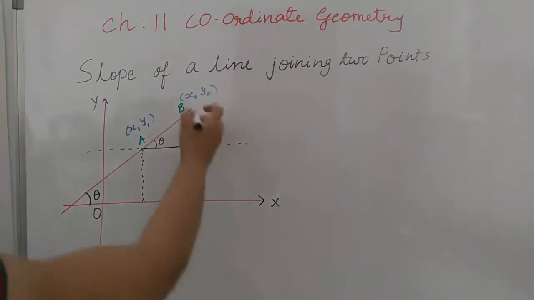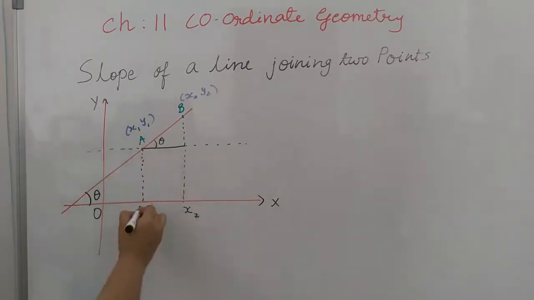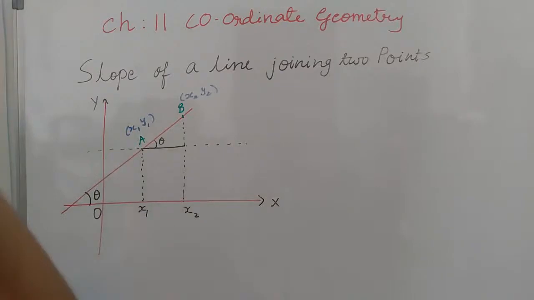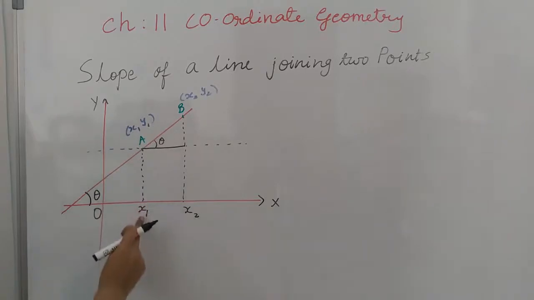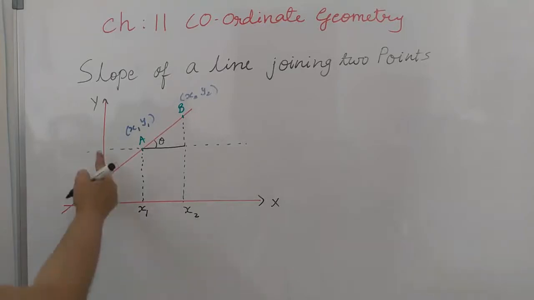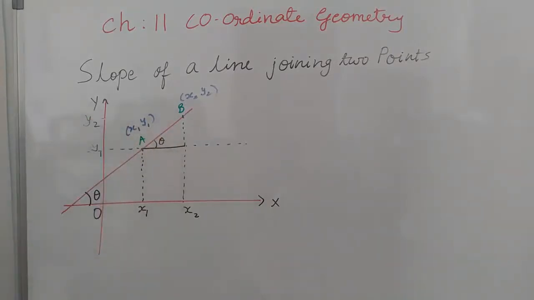Also, now this is x2, so here will be x2. This is x1, so this is x1. We have already studied in our previous part that this is point A, (x1, y1), so on the x-axis it cuts distance x1, and this is B, where x2 is the x coordinate, so it cuts x2 distance on the x-axis. Similarly, here it is y1, and here this is y2. So you see, this whole is x2 and this whole is x1.